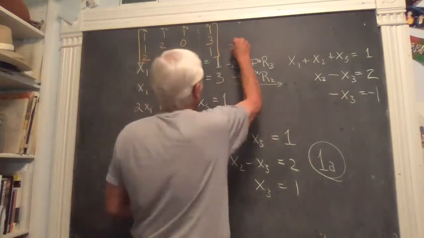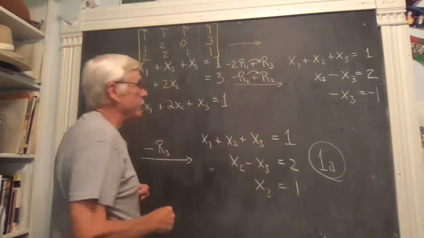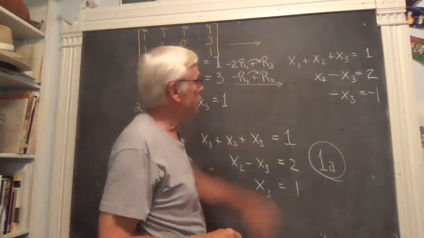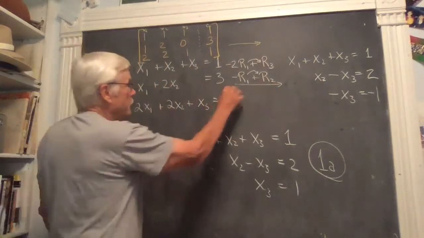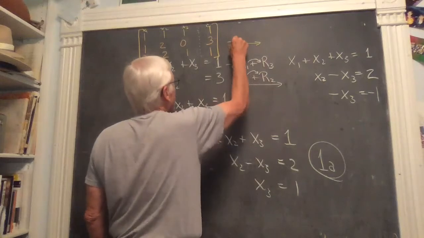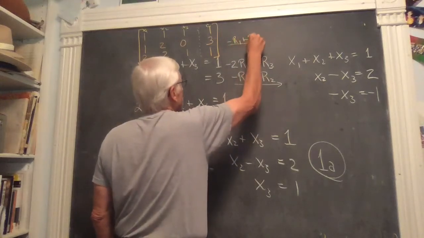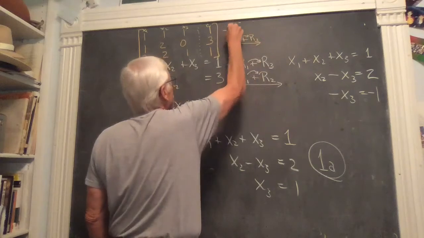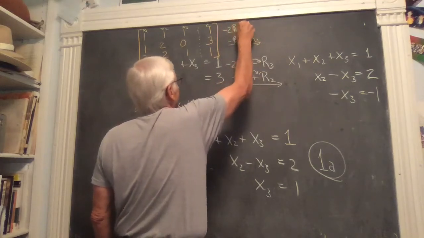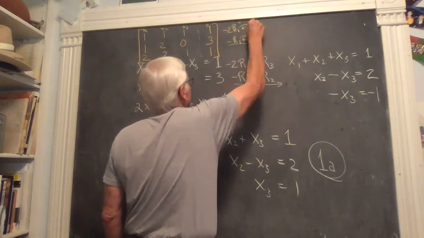Then in the reduction process, we'll get a new set of equations, this set of equations. And in order to get those, we do these operations, minus row 1 added to row 2, and minus 2 R1 added to row 3.